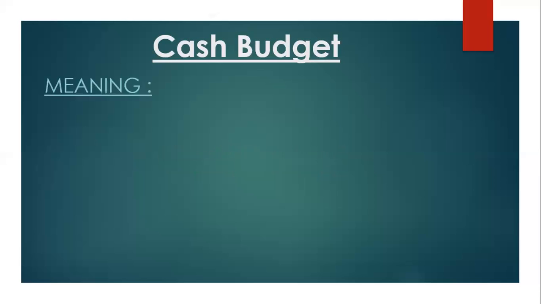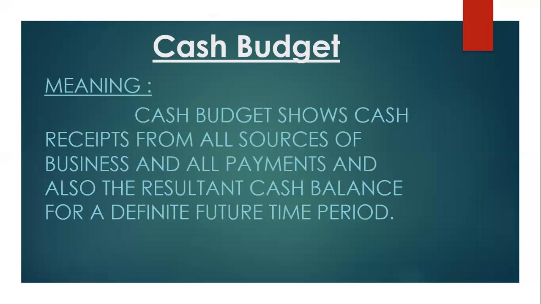We always start everything with the definition or the meaning. So we will start this with the meaning. We will see what is the meaning of cash budget. Cash budget shows cash receipts from all sources of business and all payments and also the resultant cash balance for a definite future time period.